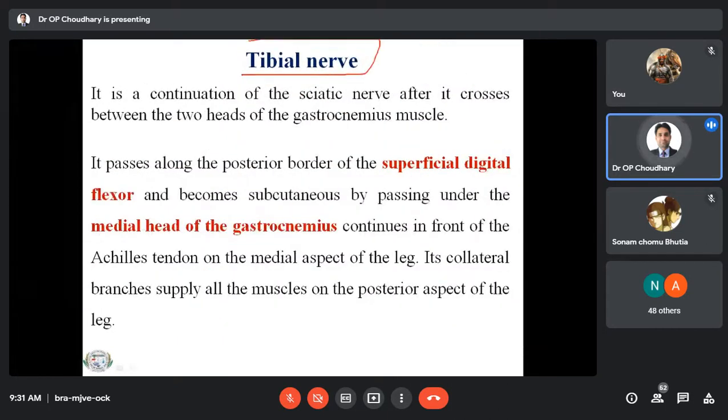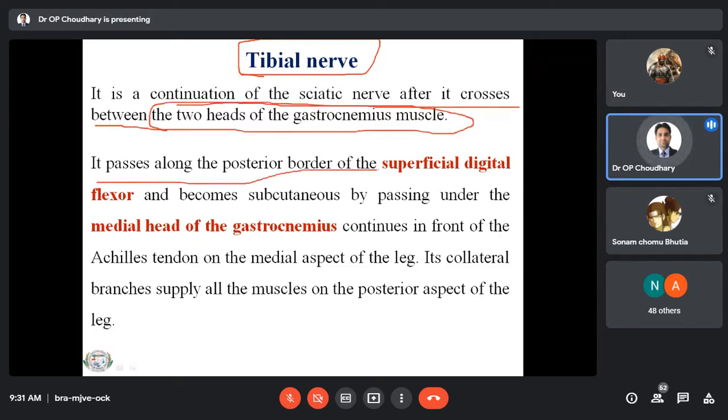Then the tibial nerve. This is the last one, and the tibial nerve is usually present over the plantar aspect. As I already told you, it is the continuation of the sciatic nerve, after it crosses between the two heads of the gastrocnemius muscle.